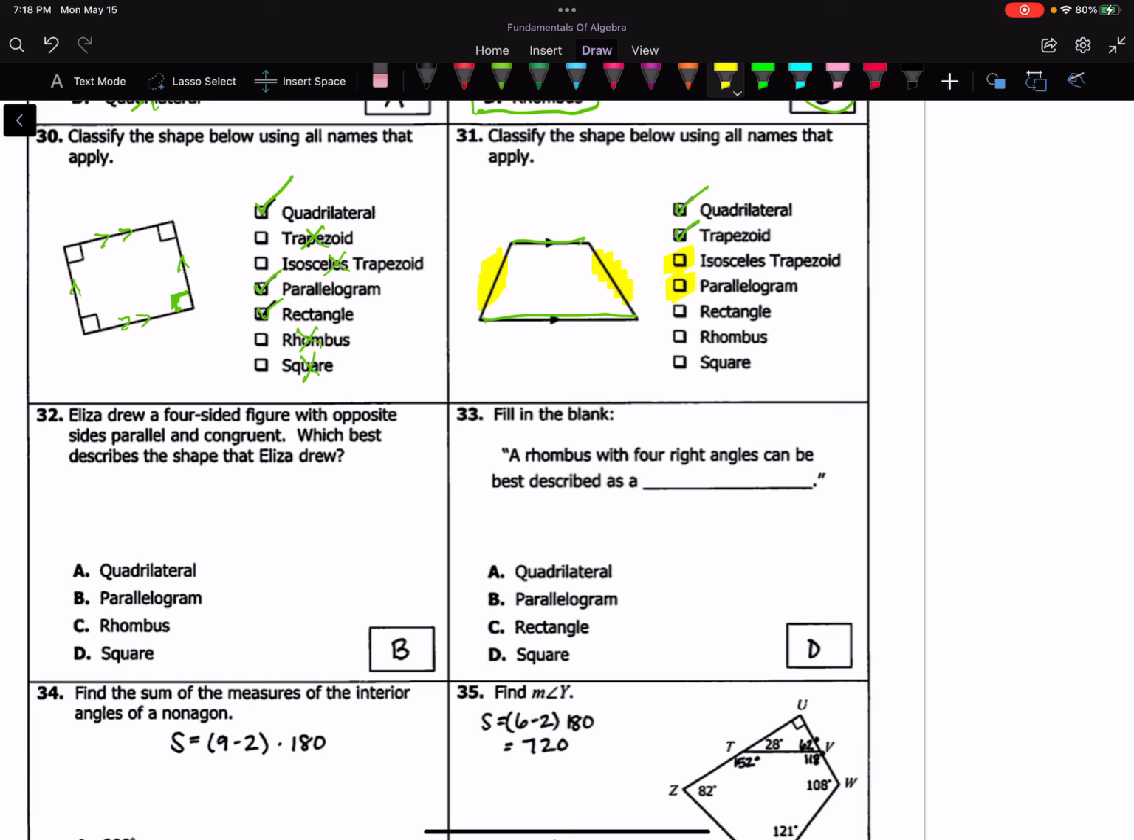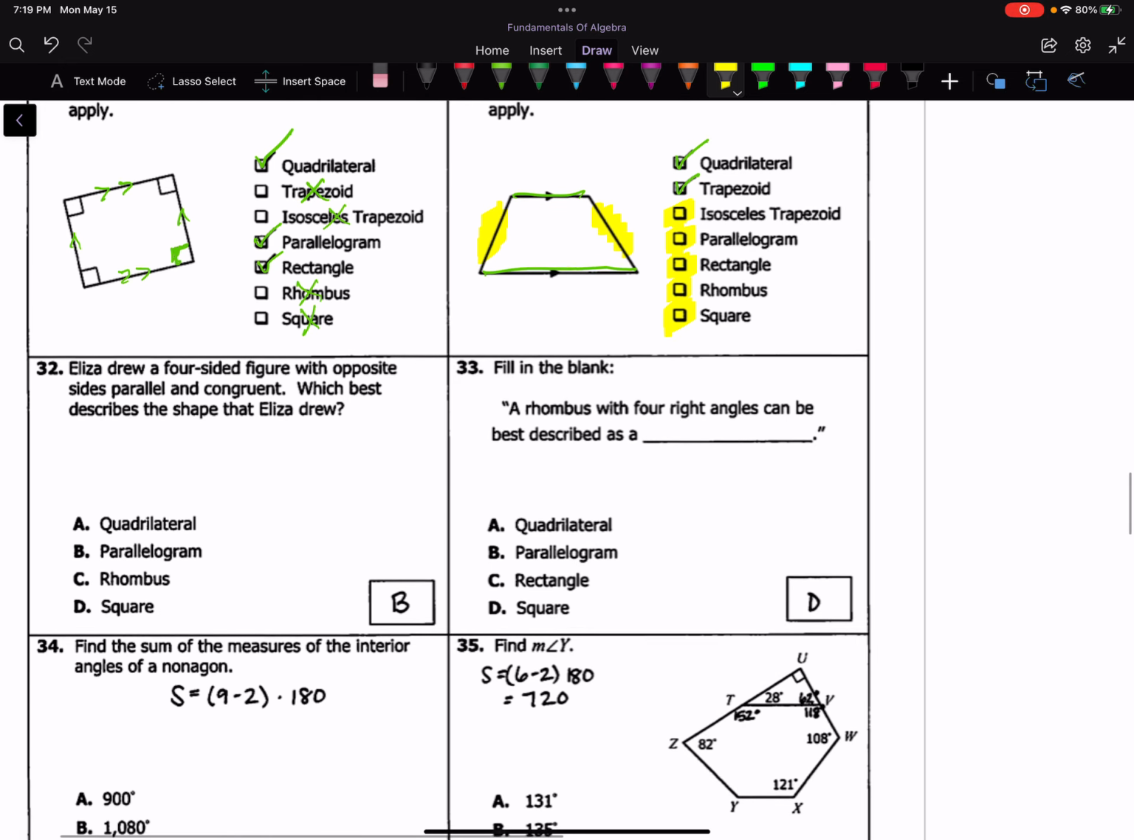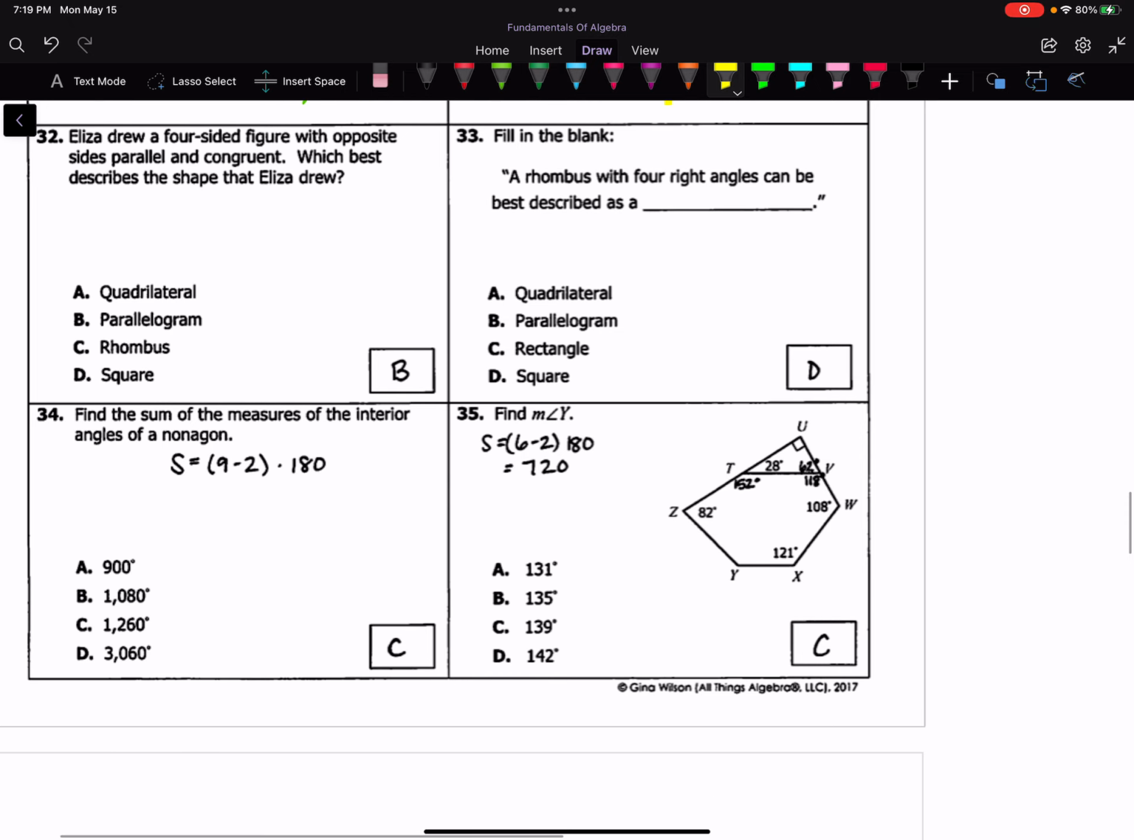No, you've got to have two pairs of parallel sides for a parallelogram. A rectangle has to have right angles. A rhombus has to have two pairs of parallel sides, all the same length. A square has 90-degree angles, and this doesn't have them. So the top two is all we get.